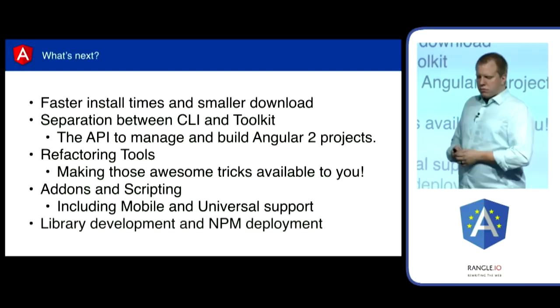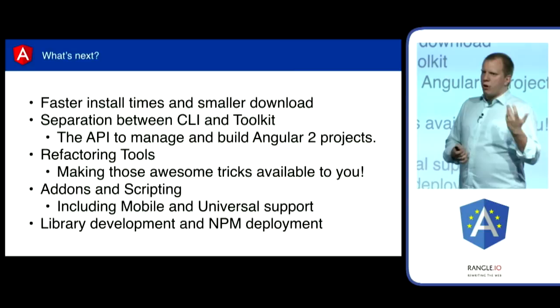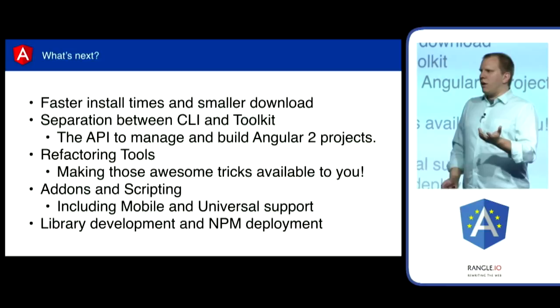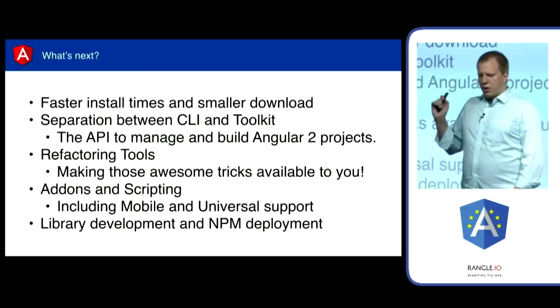And of course, we want to also support library development and NPM deployment. One thing that I didn't talk too much about is that you can also deploy your apps using the CLI to GitHub Pages, but we'll support more in the future. And one of those that we want to support is NPM deployment. So you want to create a library. You have a bunch of components that you want to make available to the world. So you'll be able to create a new project that's a library with the CLI and deploy it to NPM.